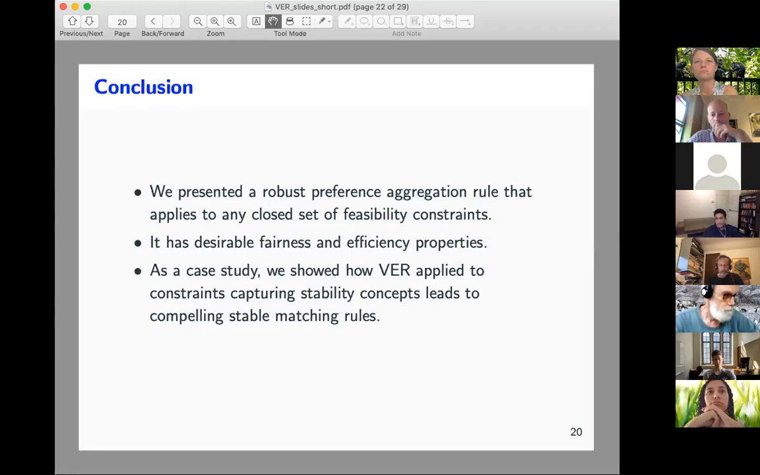Note here that previously, at least in probabilistic allocations where both sides have preferences, there hasn't been much work on probabilistic matching algorithms with two-sided preferences. And this concludes my presentation.